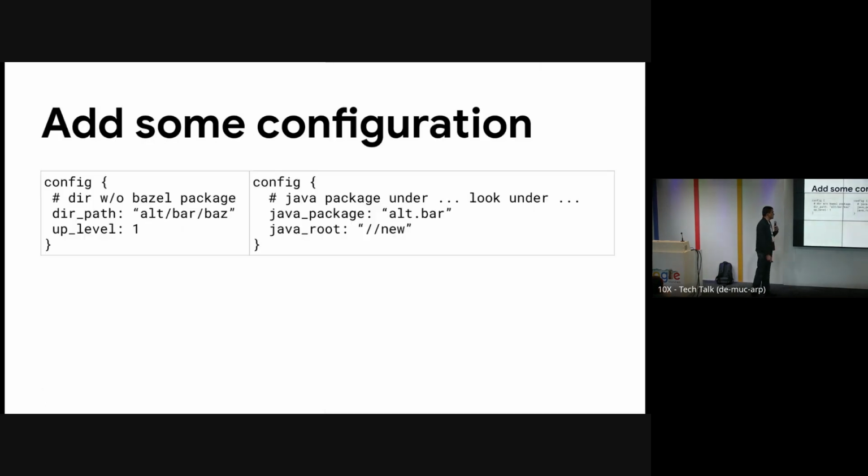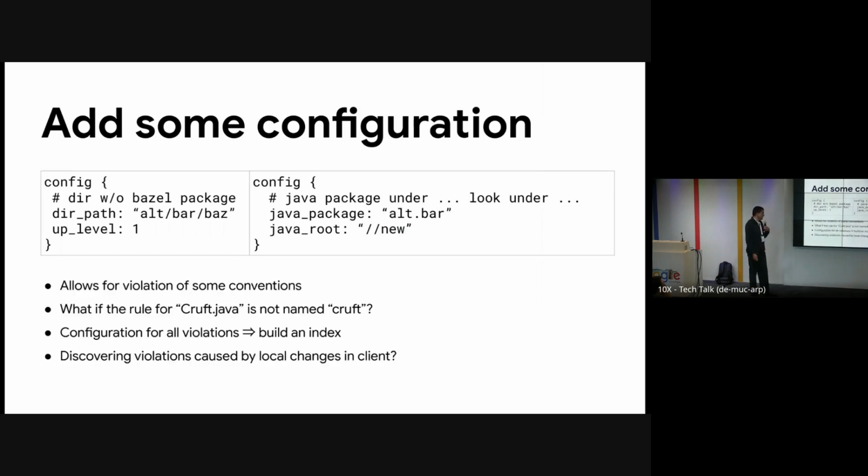So how do you fix this? Well, throw in some configuration, right? So add some configuration which says that, hey, this directory does not have a Bazel package; you need to go up one level to find the Bazel package. Or you say that this is a new Java source root, so for Java packages under this, please look there. Well, that allows you to handle violations for some conventions, but what if the rule is named something else? People can do whatever they want.